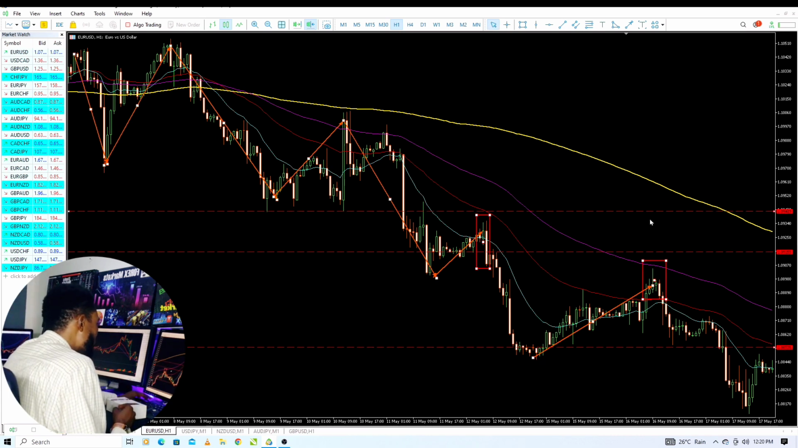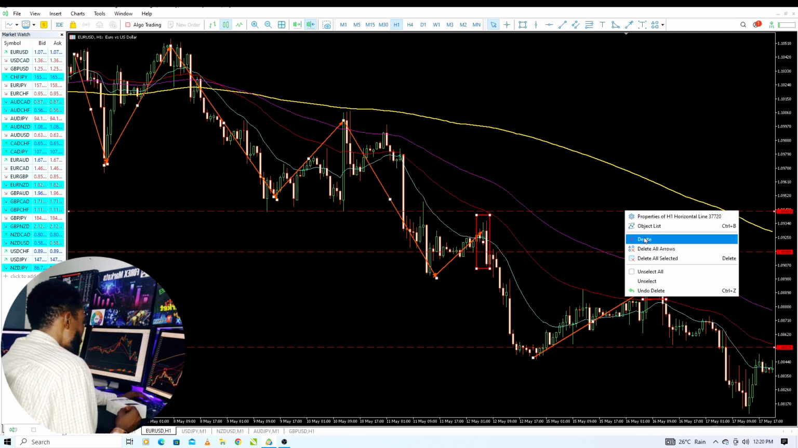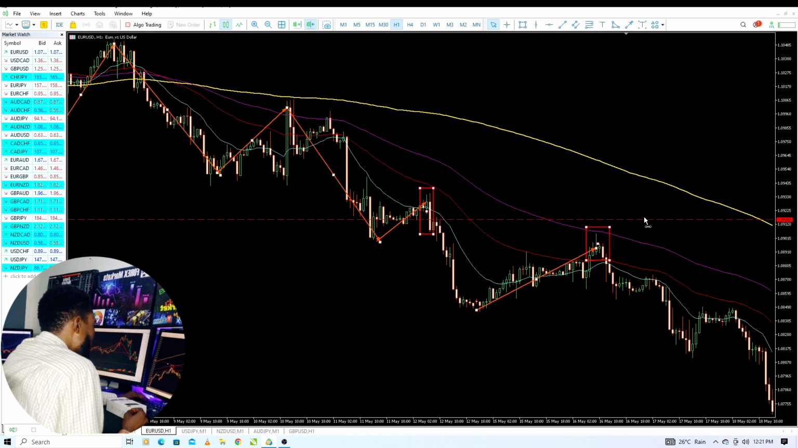Let's say the second zone, when it came back to the second zone, where should you enter? Let me clean this, guys. Where should you have entered when it came back to the second zone? Where is the pattern? The pattern is here. Can you see? The pattern is here. So let me create this one too, guys.